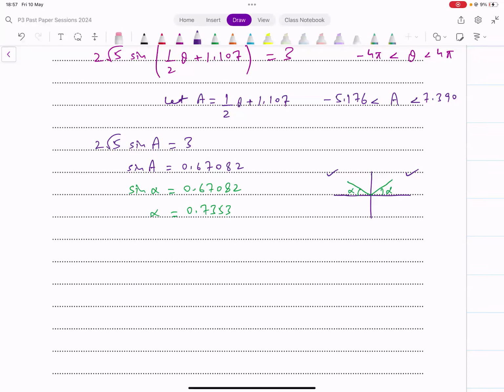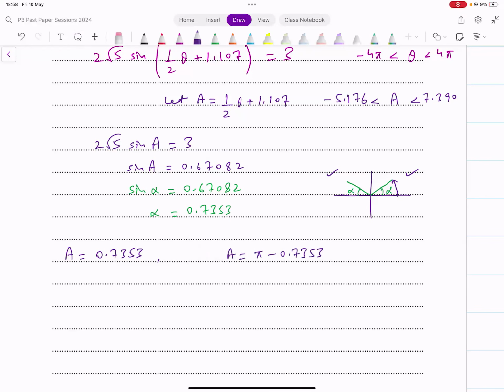Let's think of the positive direction first of all. The first value of A that I'm getting is 0.7353. This is one possible value for A in the first quadrant. Then you could have another possible value of A in the second quadrant. What would that be? A equals pi minus 0.735. These are two possible values of A in the first and second quadrants.